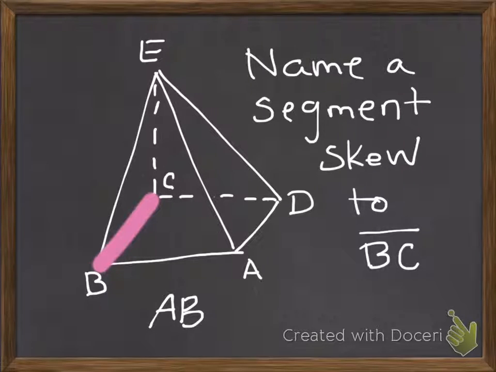Or, oops, never mind, one segment could be, let's see, CD or ED would be probably the best one, because it doesn't intersect and it's not parallel. So ED would be a segment skew to BC.